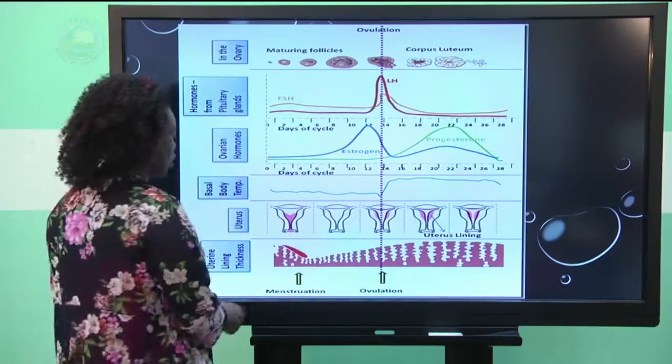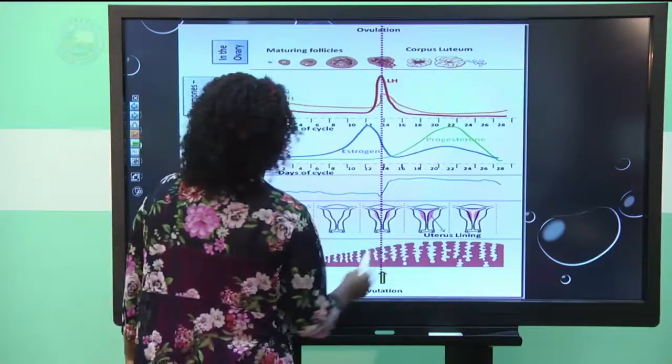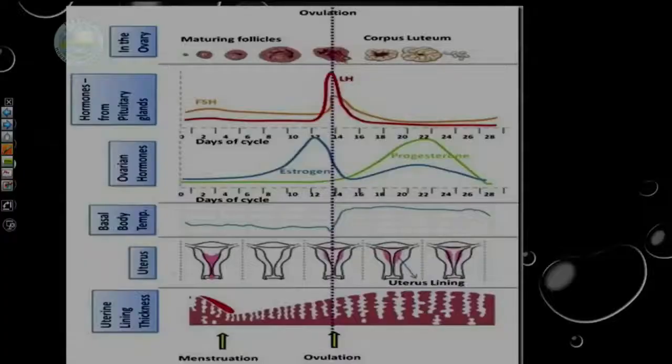So if we look at the timeline here, we have number of days. So let me use black. This timeline here goes throughout the entire diagram. So we have day 0, we have day 14, which we know is the day for ovulation, and day 28 would be the end of the cycle to start back at day 1.